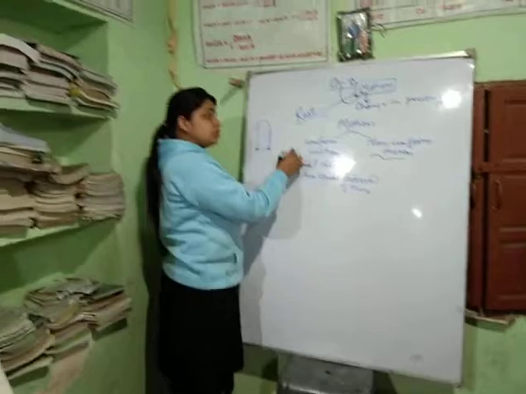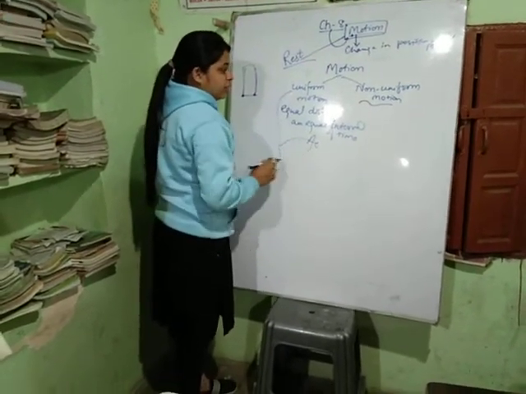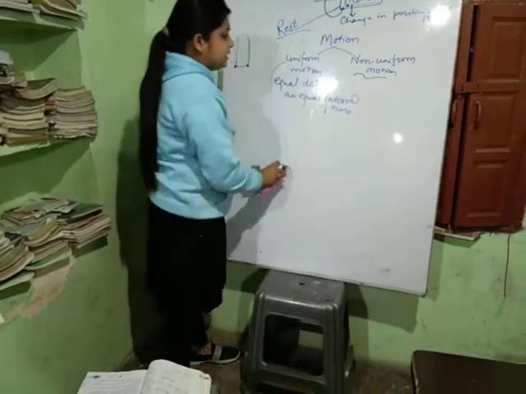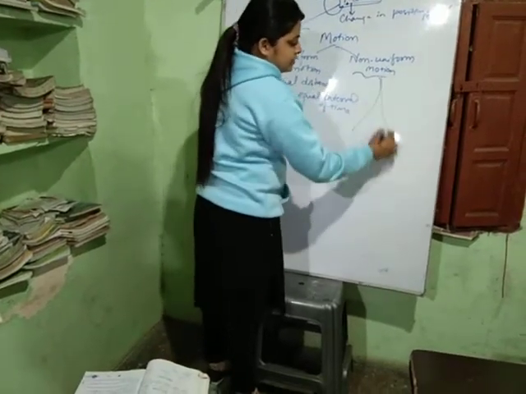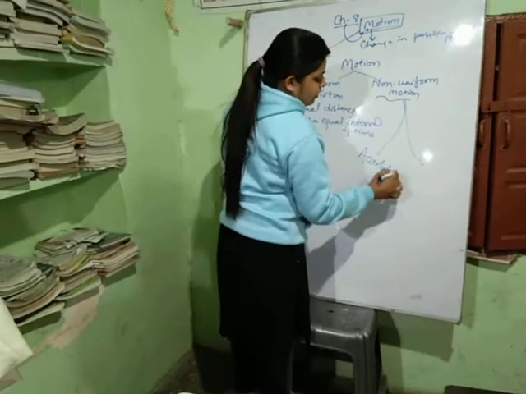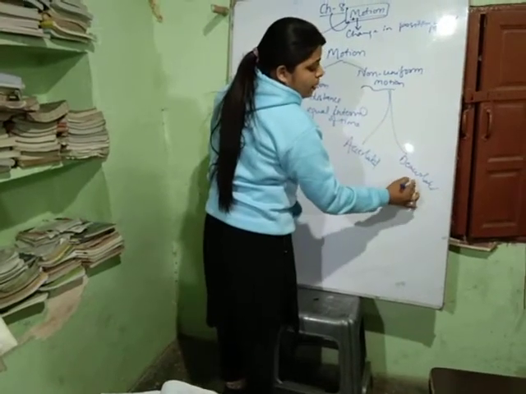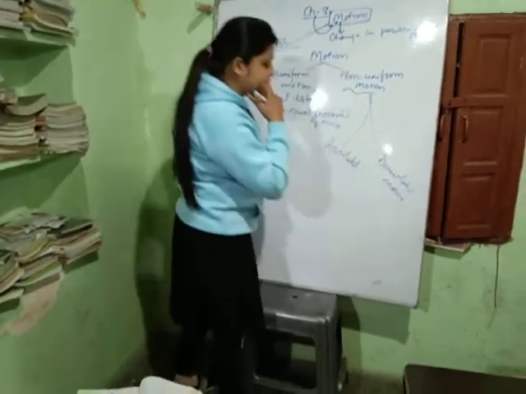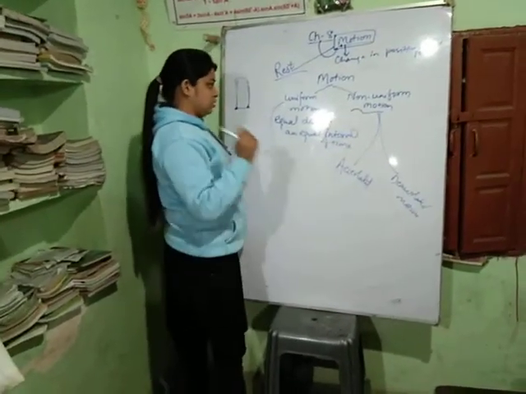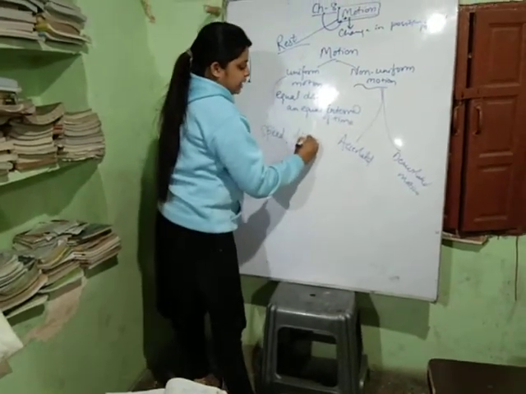Non-uniform motion is further divided into two types. First is accelerated motion and second is deaccelerated motion.